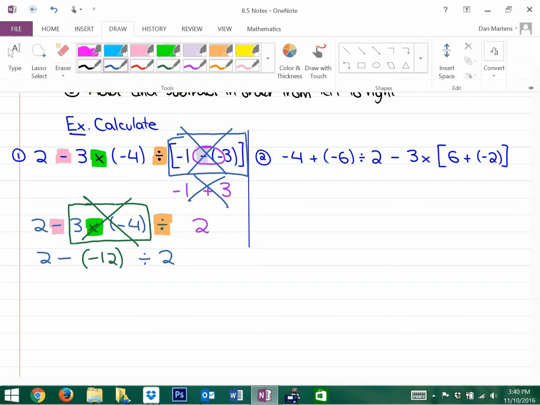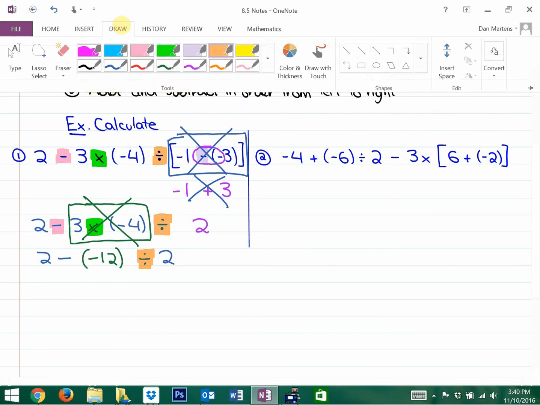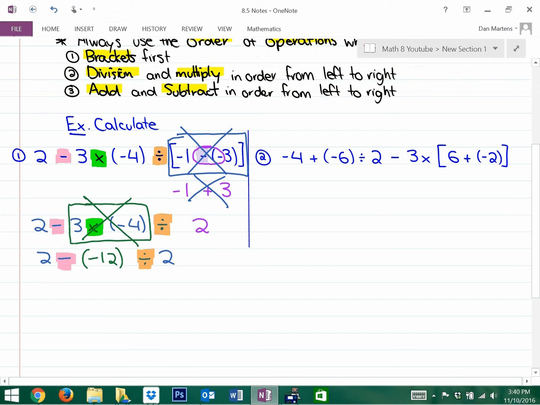So the next operation that we are going to simplify is, think to yourself if it's a subtraction or the dividing, and in this case it is the dividing, because dividing comes before addition or subtraction. So negative 12 divided by 2 with the sign rule is equivalent to negative 6.